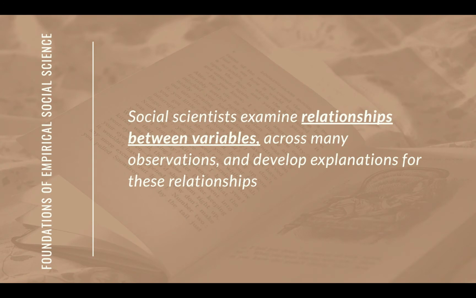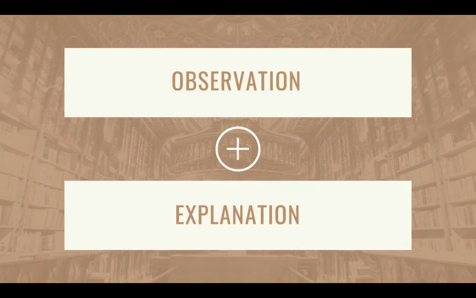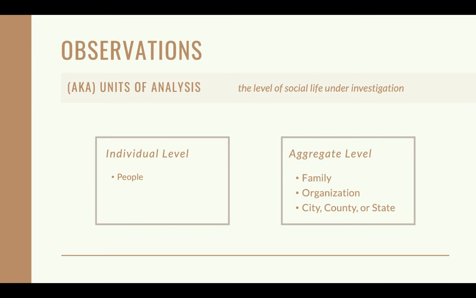Importantly, some of the foundations of empirical social science are based on examining relationships. So as social scientists, we examine relationships between variables across many observations and develop explanations. So we see observations and explanations for these relationships. So again, observations and explanation. Observations, we can call these units of analysis or the level of social life under investigation. You can think back to when you look at an Excel spreadsheet, you'll have a bunch of different rows, and oftentimes the rows will represent our observations or a unit of analysis.